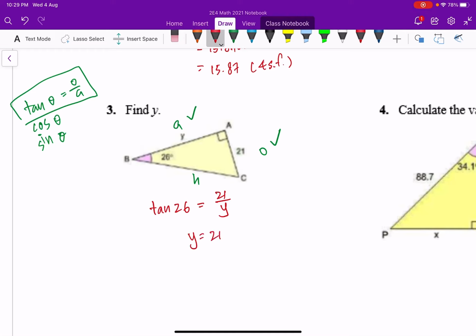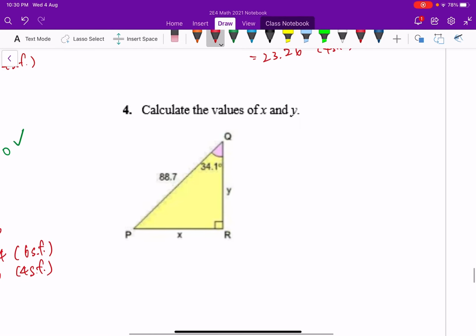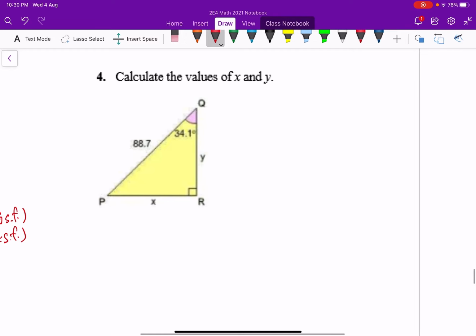So therefore Y is equals to 21 tangent 26. And I'll get 43.0564, 6 SF. Final answer 43.06 for 4 significant figures. Okay. Last one, they want you to calculate the value of X and the value of Y. There are a few methods to do this question. Can I get you guys to try first? Pause the video and attempt first before you look at the solution, okay?